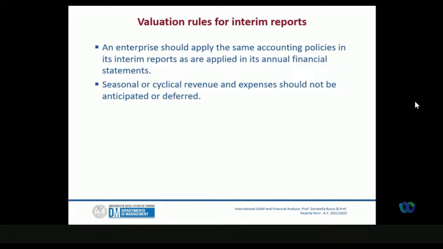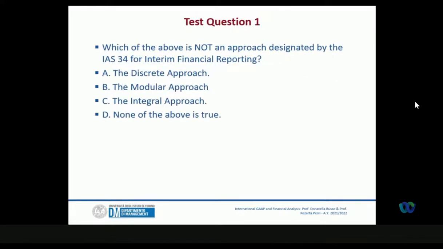Usually what we should look very carefully for and check whether it is completed or not is that seasonal or cyclical revenue should not be anticipated. So they should not be recognized before the time they really happen and should not be deferred. So they should not be recognized later than the period in which they really happened.